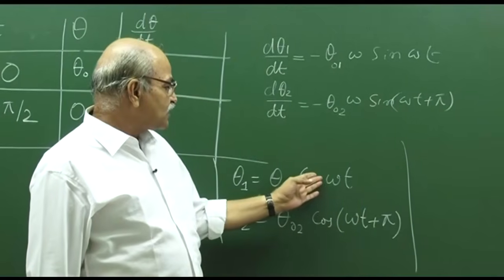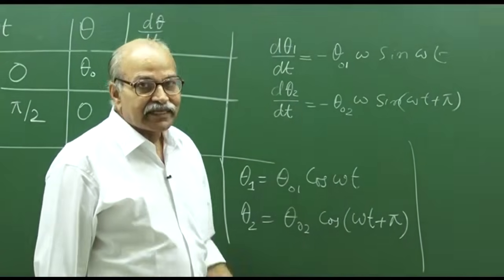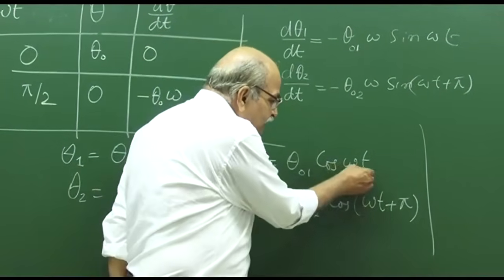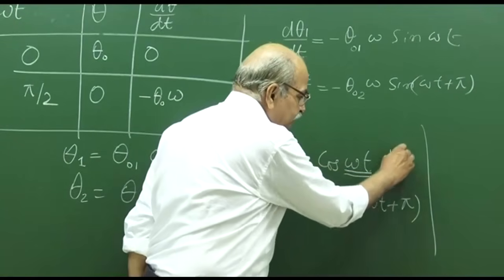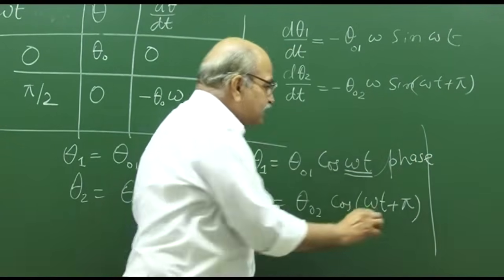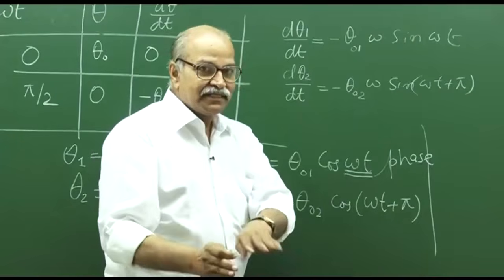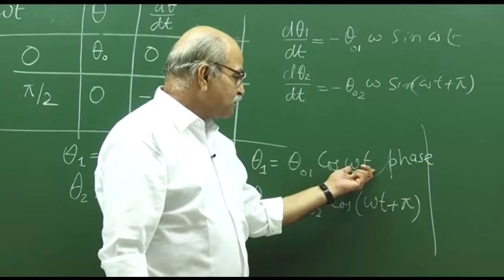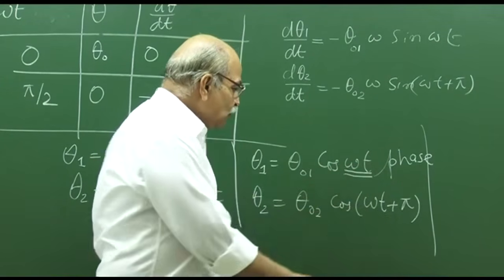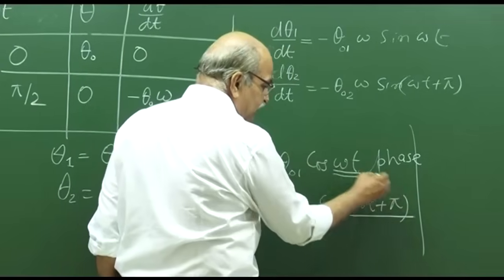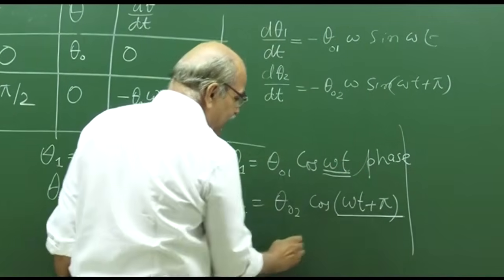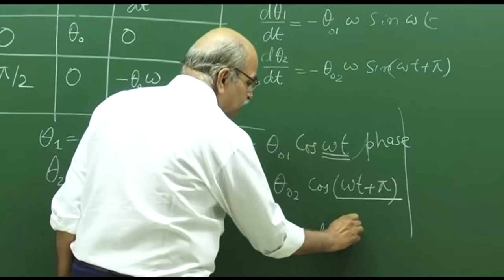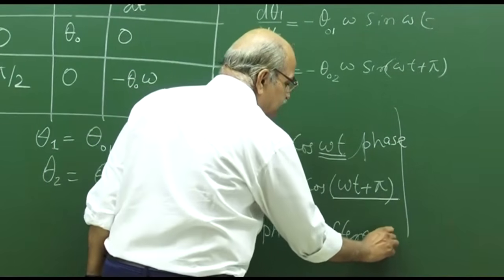When one position is positive, another position is negative. So we call this angle itself the phase. It is describing the phase, right? The phase is in what state of oscillation it is, and this describes the phase completely. And if there are two motions, this is the phase for the first one, this is the phase for the second one, and then we call the difference the phase difference, which here is pi.